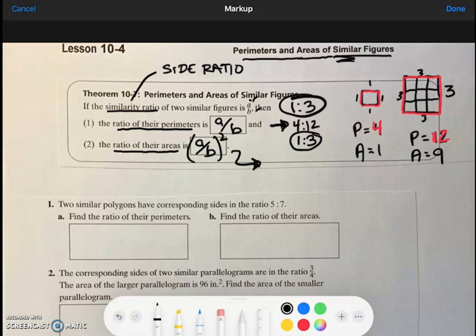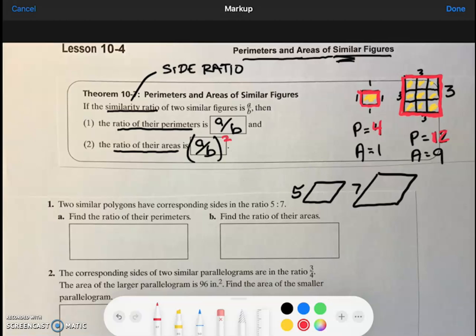Now the area is not 1 to 3. The area, of course, is space inside. If I look at the small picture here, it has an area of 1. This one here has 1, 2, 3, 4, 5, 6, 7, 8, 9. So you're not going to say the ratio is 1 to 3 for the area. It's going to be 1 to 3 squared. So 1 times 1 is 1, 3 times 3 is 9. The area is actually going to be 1 to 9. This square in red is 9 times bigger area-wise than the original one, which is a 1 by 1 square.